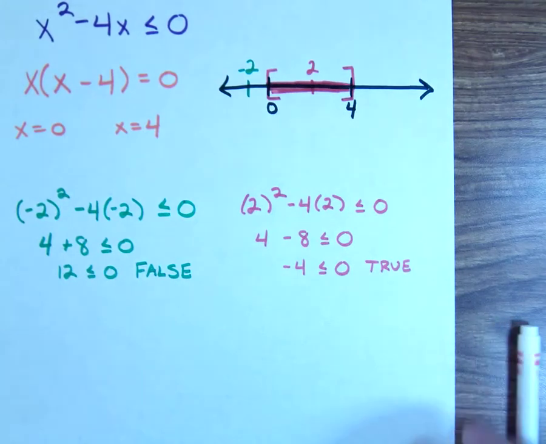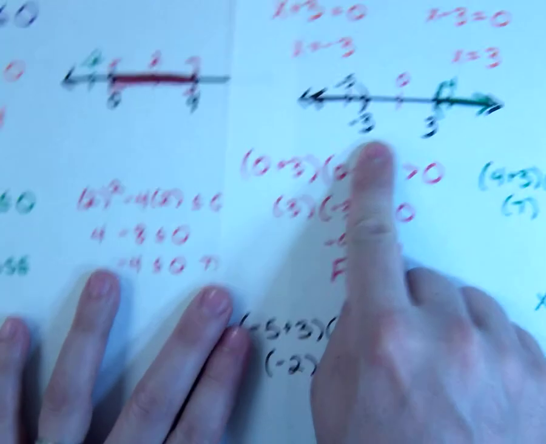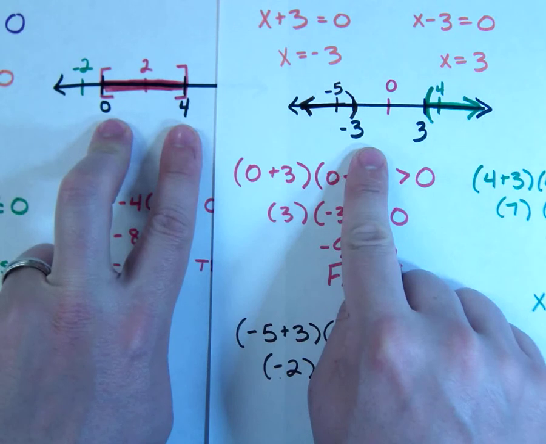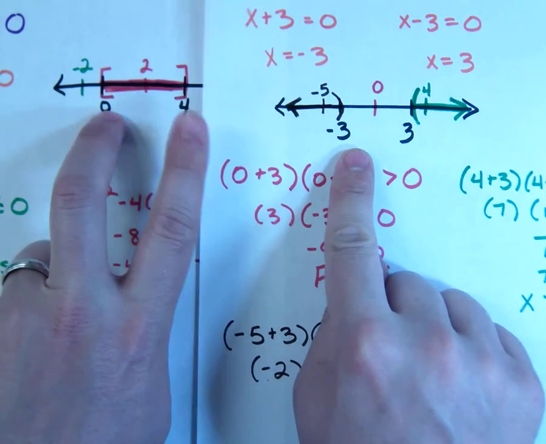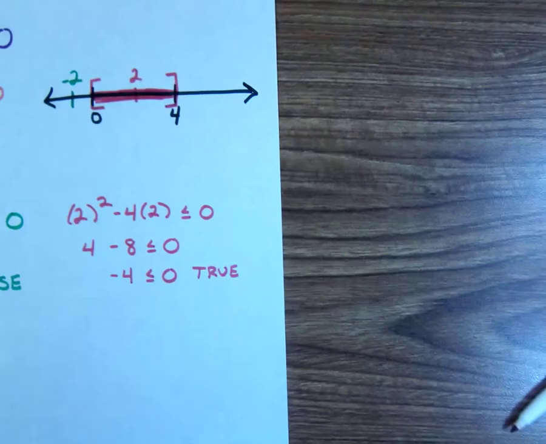Hey, quick question. What's the difference between that thing I just drew and this thing that I drew? The brackets are for when they have a line under. Yeah, when it's equal to, you use the brackets. When it doesn't have that equal to line, you use parentheses. You remember, I'm so proud.